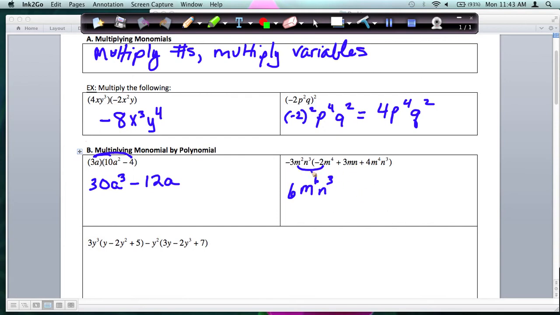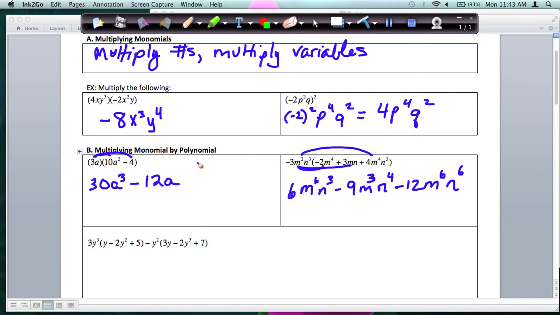Now let's go to the second term. Negative 3 times 3 is a negative 9. M squared times m is m cubed. N cubed times n is n to the fourth. And then the last, negative 3 times 4 is negative 12. M squared times m to the fourth is m to the sixth. N cubed times n cubed, add 3 plus 3 and get 6.